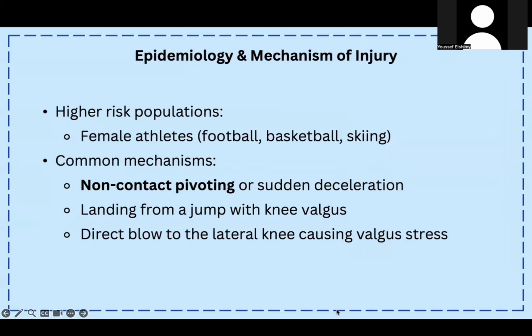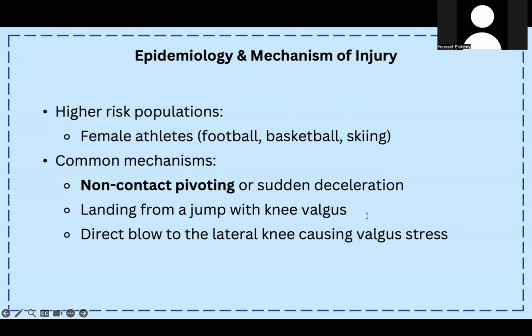Okay, so ACL injuries, we mentioned, are particularly common in sports that involve rapid changes in direction, such as jumping and sudden stopping. These sports include football, basketball, skiing, as well as handball. Female athletes have a higher risk of ACL injury, and this is due to several factors, including that females have a wider pelvic anatomy, differences in muscle activation patterns, as well as hormonal influences on ligament laxity.